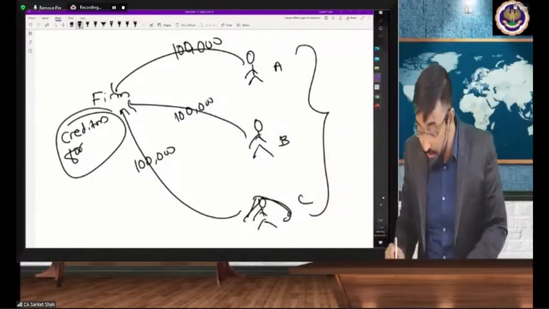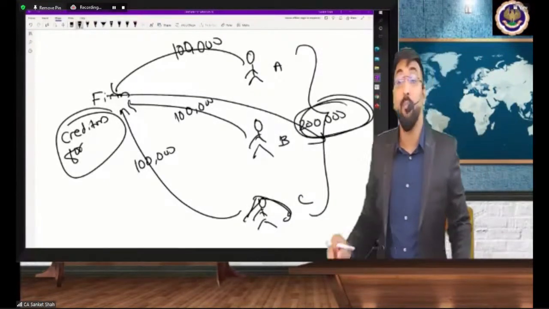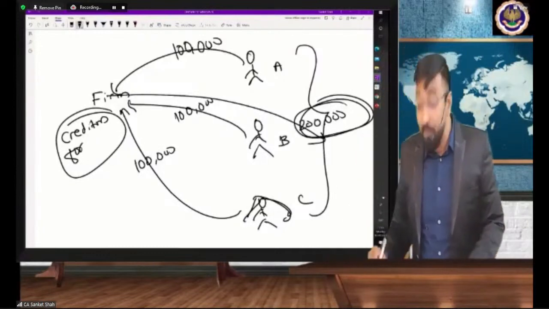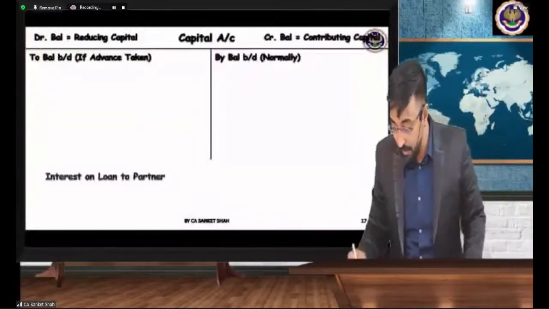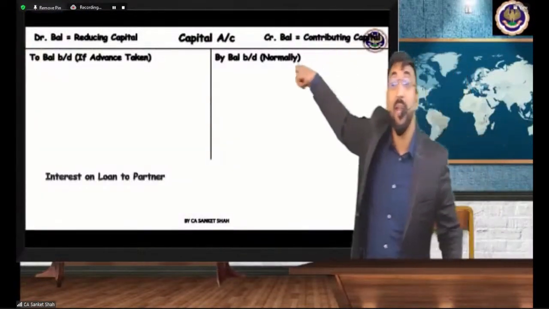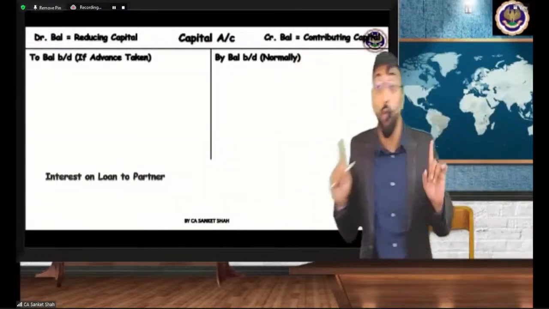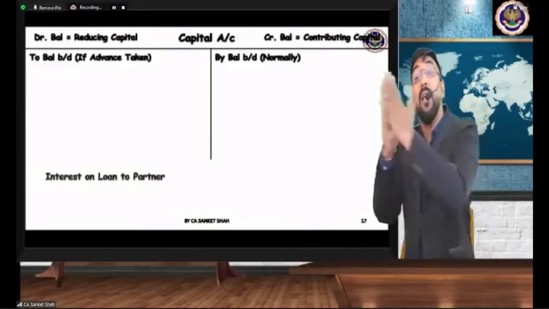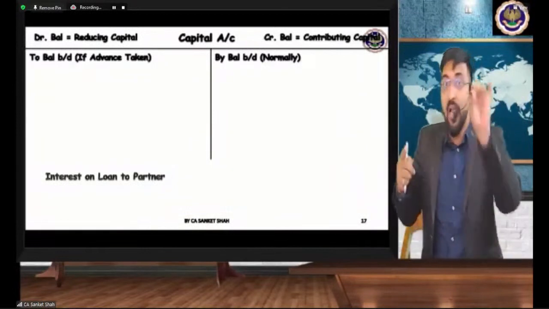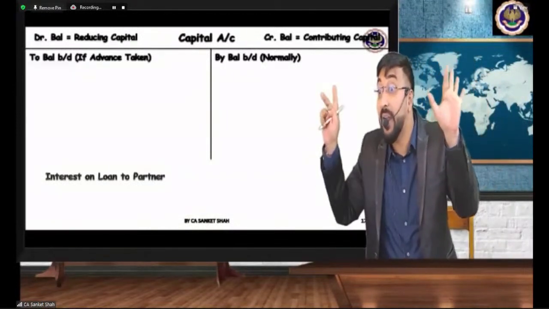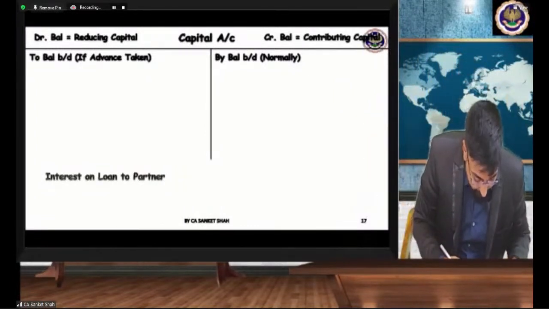But suppose B withdraws 2 lakh rupees due to some financial need. So B is a debtor for the firm. Remember. So whenever he is a debtor, if advance is taken by partner, then to balance brought down. Suppose advance is taken by B. So B has a debit balance and A and C have a credit balance. Understand, it is a creditor-debtor relationship.